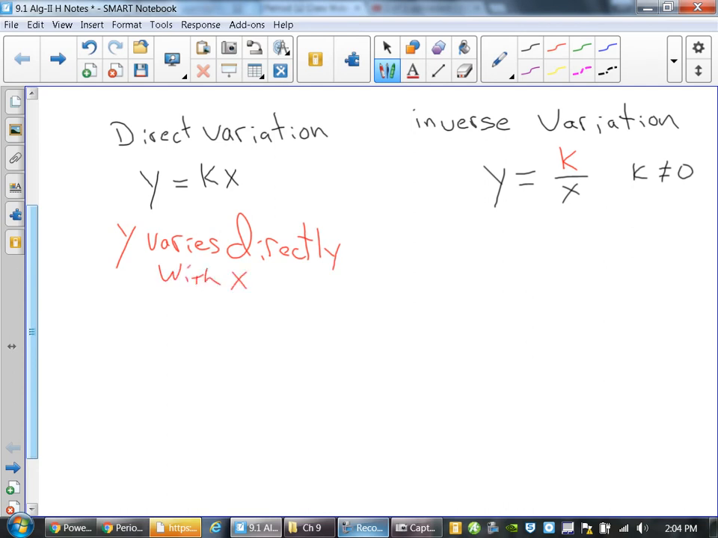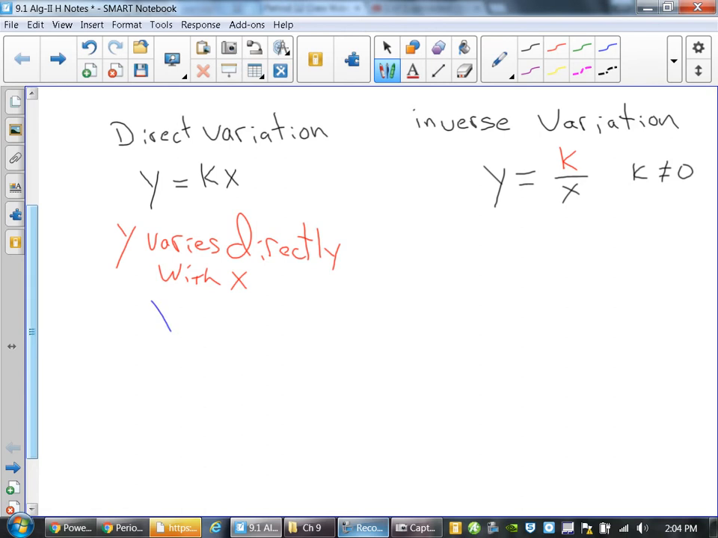That's what that looks like. Y varies directly with x. That means every value of x is being multiplied by some constant to generate some value of y. That value of k is obviously a constant. This was the precursor to slope.